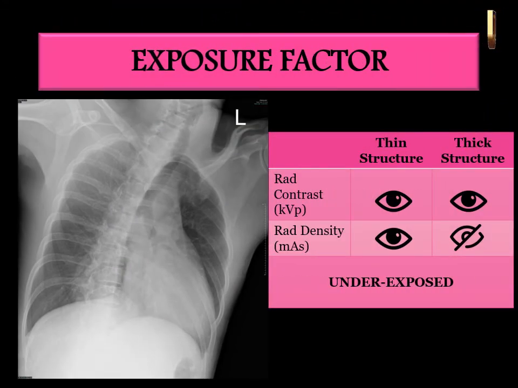Because there is no clear depiction of the bony trabeculae of the posterior ribs behind the heart, this image is therefore classified as underexposed. To improve this, the initial kVp should be maintained, and doubling the initial mAs should be able to improve radiographic density.